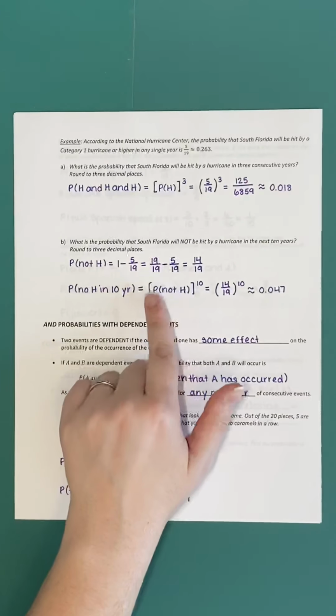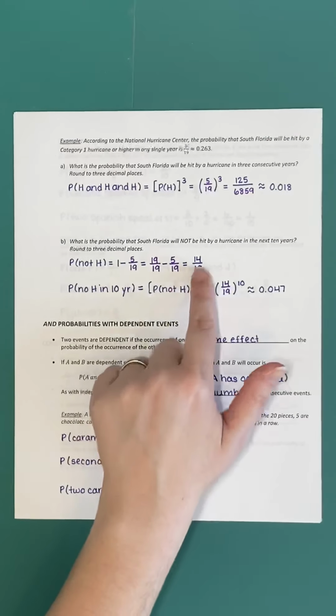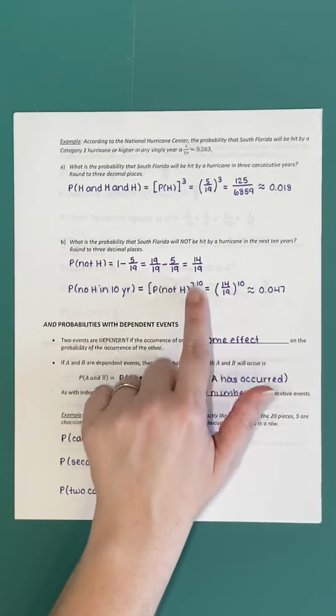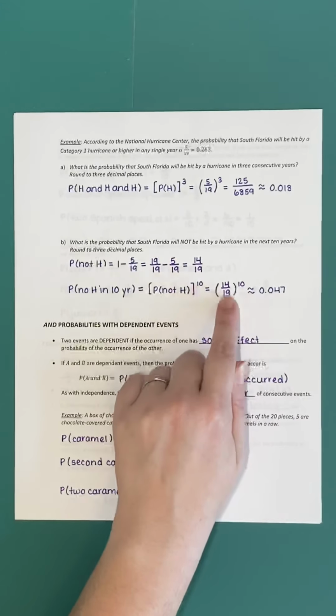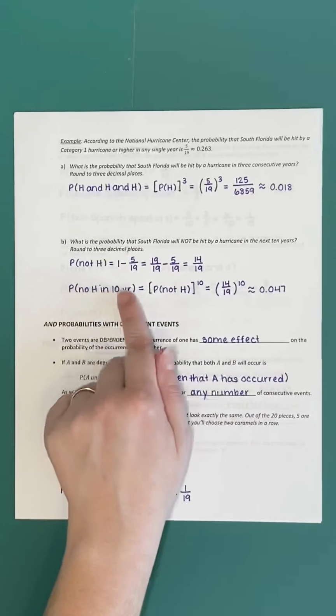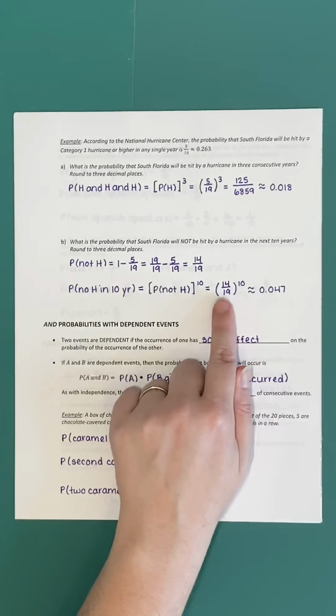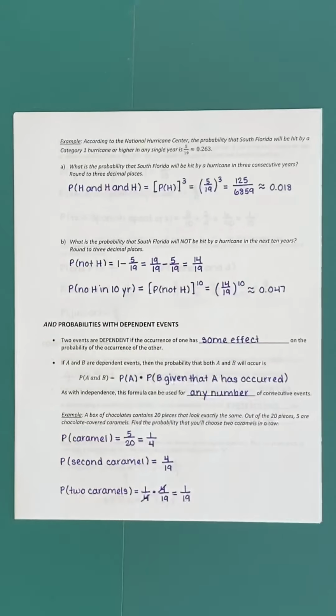So it's the probability that we have no hurricane, which is 14 out of 19, raised to the 10th power, which just means take that and multiply it by itself 10 times for each of those 10 years in the sequence. So 14 out of 19 to the 10th power, again, you can do that in your calculator, that's approximately 0.047. In other words, about 5% of the time we'll go a whole 10 years without a hurricane.